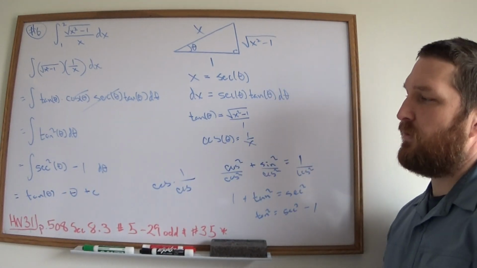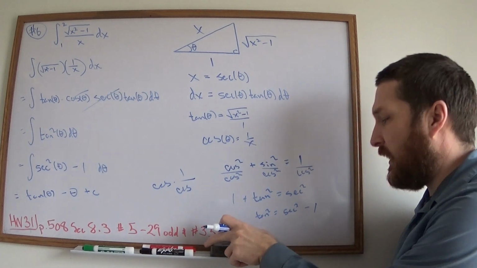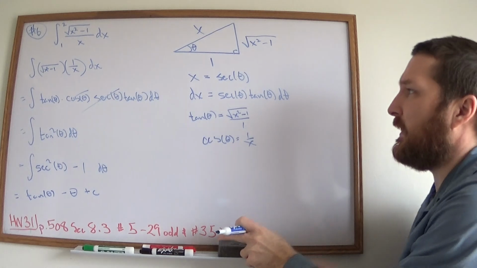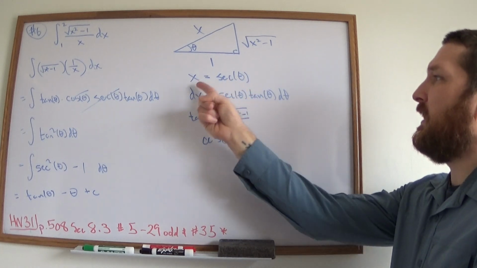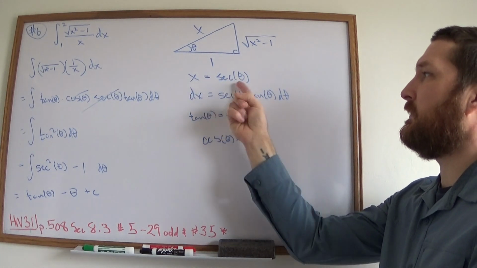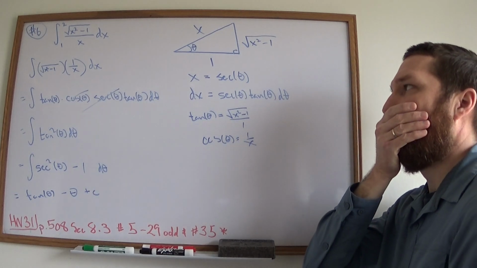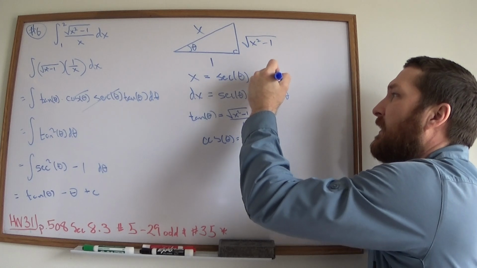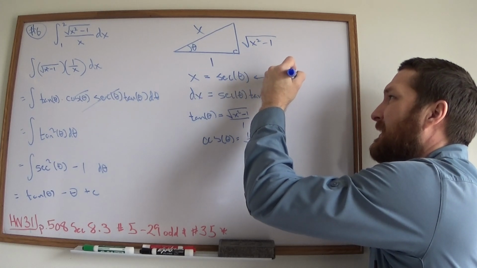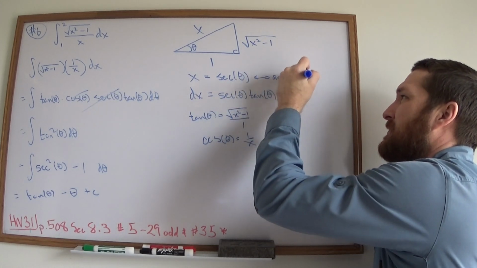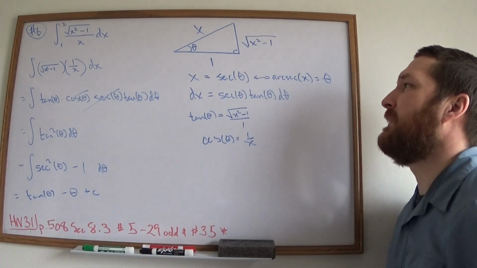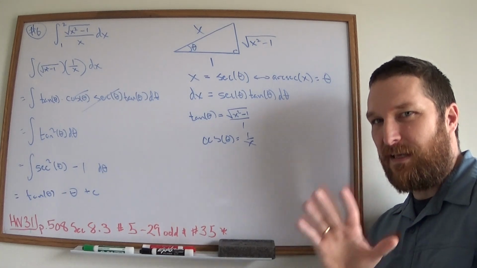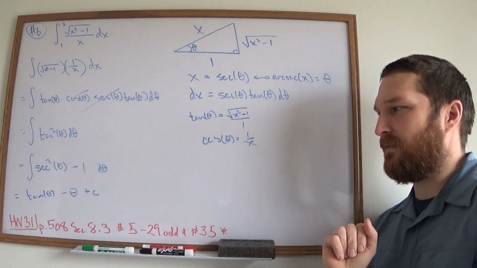Now here's where you might think, uh-oh, we took a wrong turn somewhere. Because you're like, oh, theta, x is secant theta. How do I get theta? Well, we could just say arc secant x is equal to theta. Hold up. It won't be too bad. Trust me on this, okay?